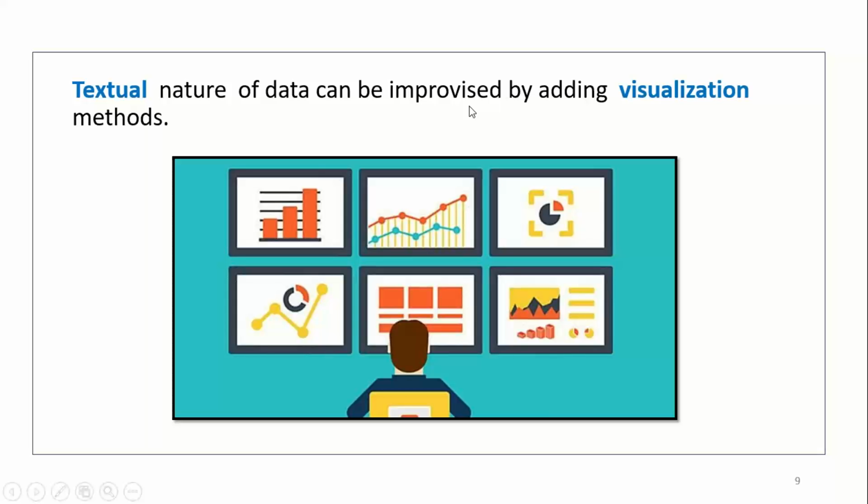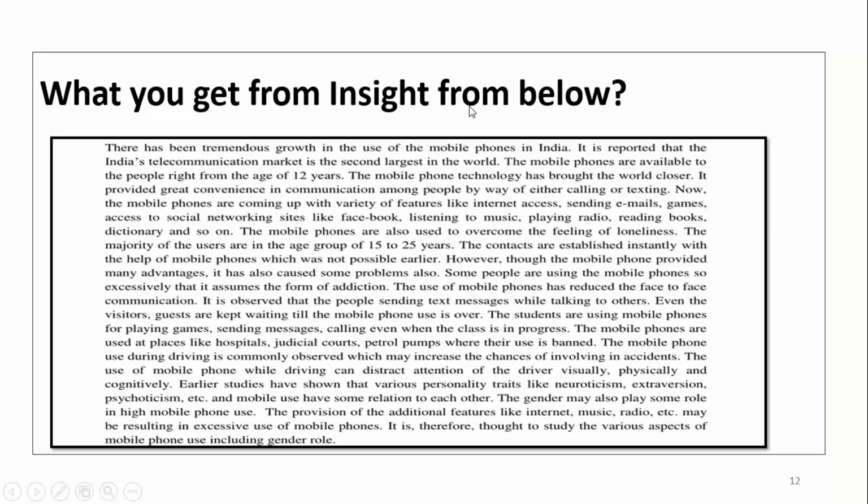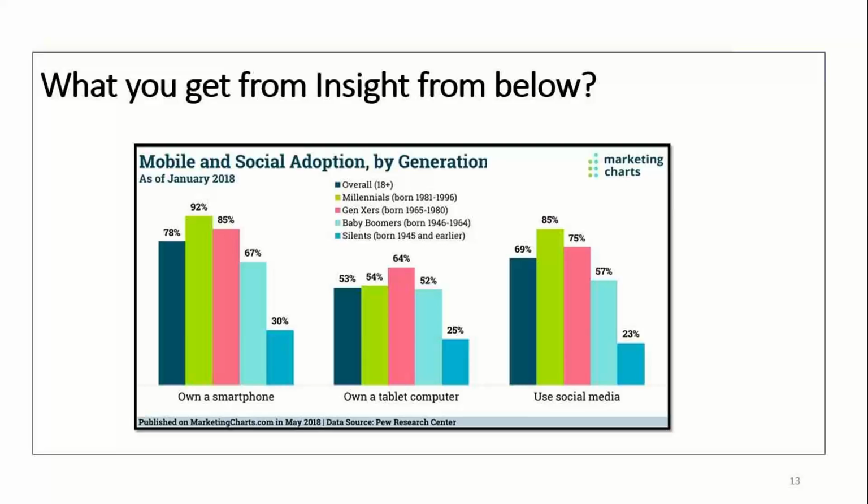The textual nature of data is something that can be improved by adding visualization methods. Why visualizations? Because we all are good at understanding visual patterns. So now if suppose I give you this text in front of you, definitely you will say, Amit, we will have to spend some time in order to first read it and then tell you what the summary is. But if I convert the same information into the form of a chart, it becomes really quick and easy for any person to grab that information from here, right?